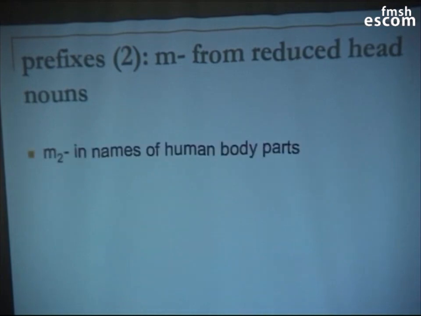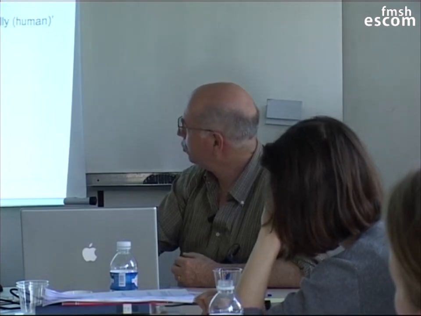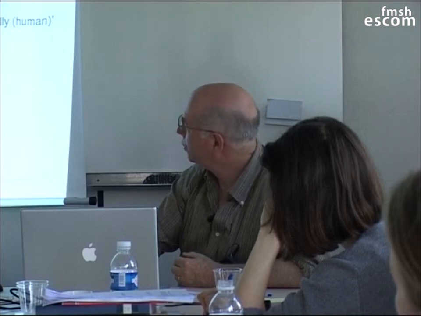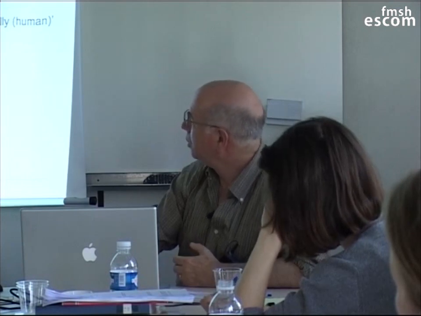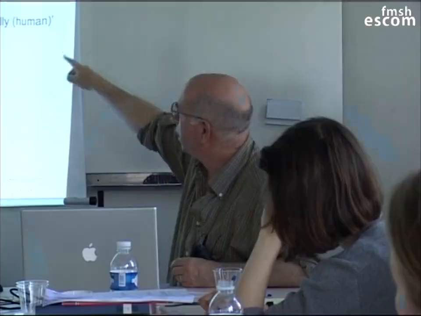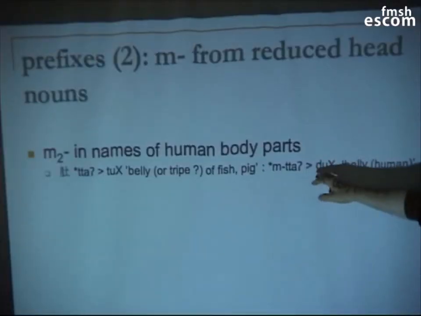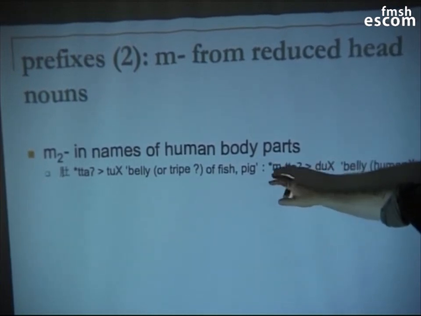Those ones also have equivalents, but they're a different kind of prefix. They're lexical prefixes. M2 occurs in names of human body parts. For instance, we have tu, meaning a belly or tripe of fish, or belly of pig, against tu, belly, human belly, and the initial has been voiced by a nasal prefix, and it's that M, we believe.